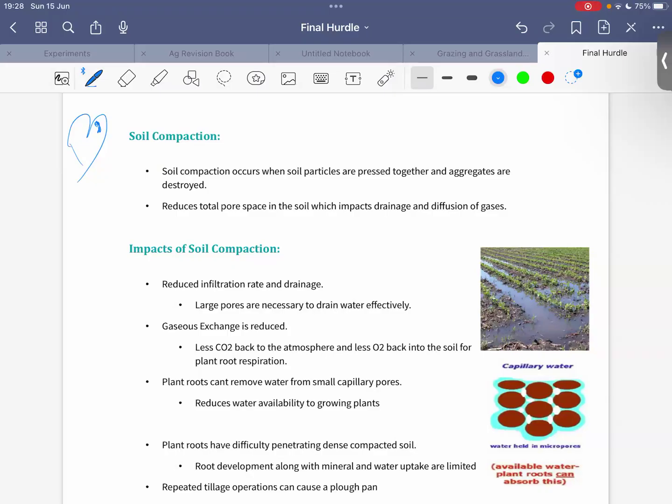Soil compaction. This is going to come up in the exam. It's too big of a section not to come up in the exam. What soil compaction is, is where your soil particles are pressed together and aggregates are destroyed. If the aggregates are destroyed, that means the soil structure is going to be destroyed. It reduces the total pore space in your soil and impacts the drainage and diffusion of gases.